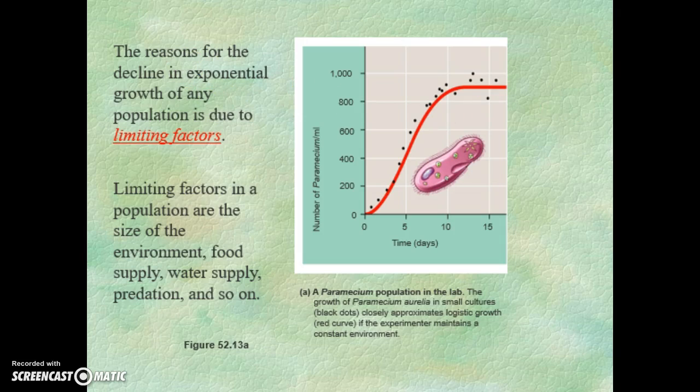So the reasons for decline in exponential growth of any population are those limiting factors such as environment, food supply, water supply, predation, and so on. Here's another graphical example of a population of paramecium hitting a carrying capacity, due to limiting factors, that looks roughly about 900 individuals in a matter of about 10 to 12 days. So we can tell a lot about the growth and the slowing of the growth in the population basically from graphs.